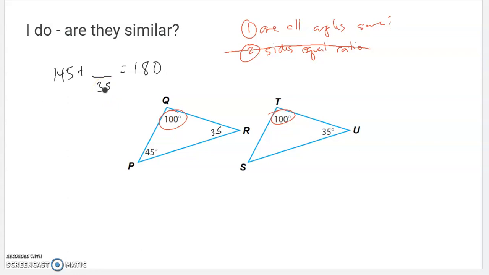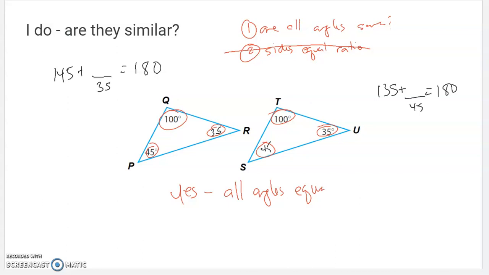Over here, 135 plus the other one would equal 180. And that would be 45 to make 180. So in this case, when I find the missing angle, all three angles in these triangles match. They're slightly different. This one looks a little smaller. They're slightly different versions of the same triangle with the same angles. So yes, these are similar because all angles are equal.